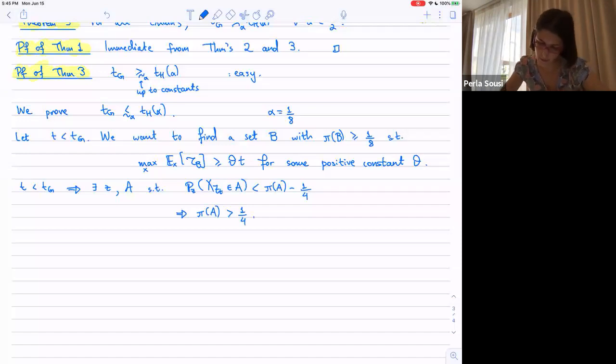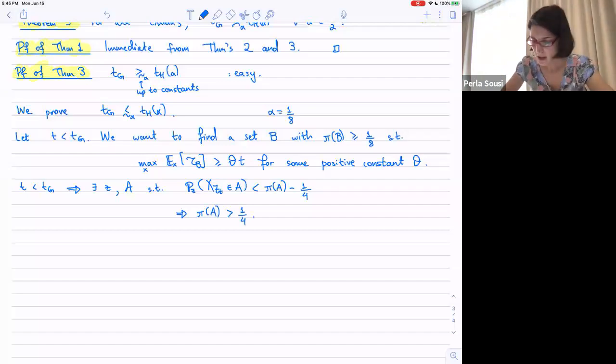So we have already found now a big set A with measure at least 1/4. But this is not going to be the set B that we are looking for. However, it's going to be used in order to define the set B. So how are we going to define B? The idea is that even though starting from Z, we are in A after T steps with small probability, because A is a big set, it can be the case that a lot of starting points would be bad for A in this sense.